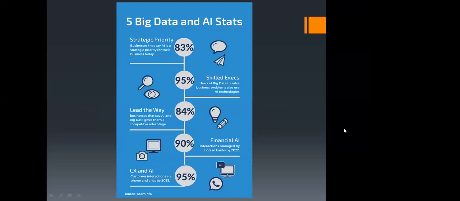So I have gathered some statistical data on big data and artificial intelligence. 83% of businesses say that artificial intelligence is a strategic priority for their business today. 95% of users of big data who solve business problems also use different AI technologies. Everywhere we are using, knowingly or unknowingly, different kinds of AI technologies. And 84% of businesses say that artificial intelligence and big data give them a competitive advantage.